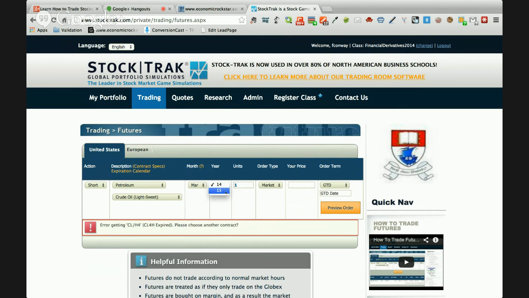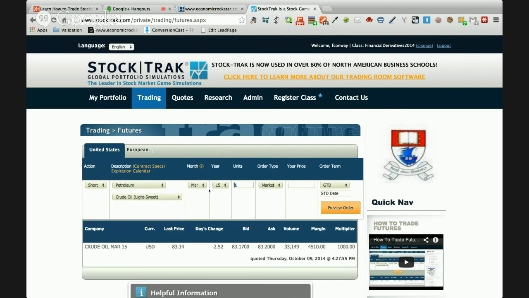Okay, March 14 didn't exist because we've gone beyond that, and in futures markets, we need to look into the future and see what the expectation of the price would be. So the last price here for March 2015 is 83.14, with a similar dollar drop as the December 2014 contract. Okay, so pretty much everything stays the same because futures have specifications in terms of the number of barrels of oil per contract. That wouldn't change at all. So I'm going to short March 15 at market prices if the market hasn't closed yet.